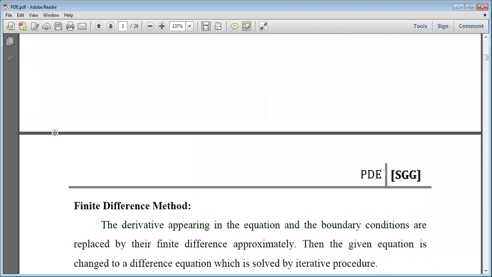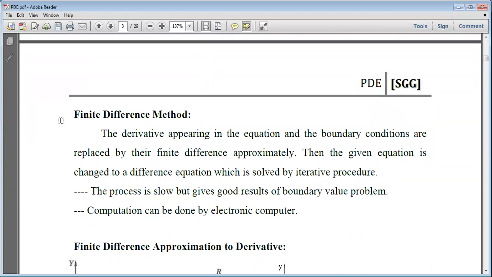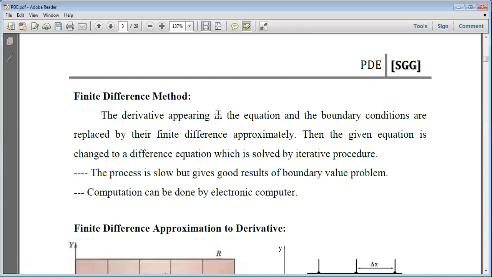Now let us understand the method for the solution of partial differential equations. Partial differential equations are solved with the help of the finite difference method. The derivatives appearing in the equation and the boundary conditions are replaced by their finite difference approximations. That is the basis of the finite difference method. Then the given equation is changed to a difference equation, which is solved by an iterative procedure.